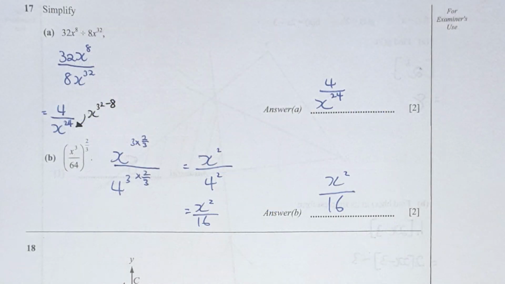Over at question 17, 32x to the power of 8 divided by 8x to the power of 32, you will get 4 over x to the power of 24. The detailed calculation of why x to the power of 32 changed into 24 is that I bring the x to the power of 8 down. So when you change the position of the power, you have to add a negative into the power side. So 32 minus 8, you will get 24.